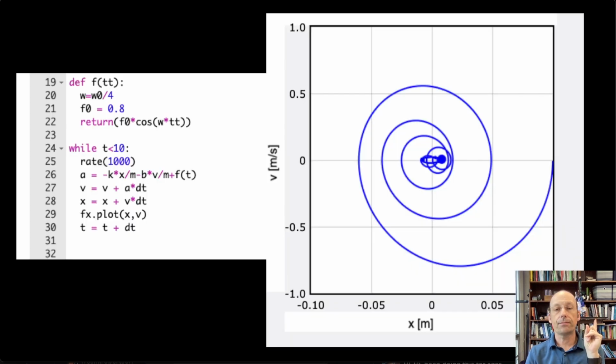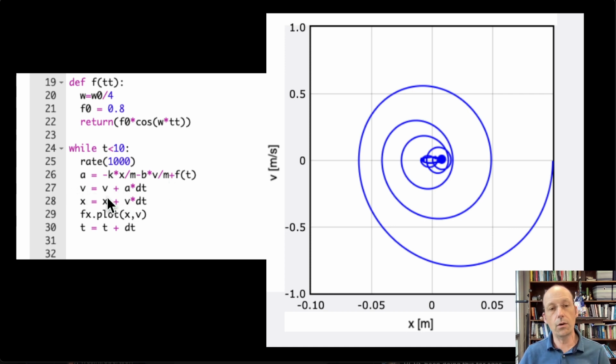Amazingly, this works. So this is my program in Python. Up here, I'm just defining my function for the driving force. And then right here in line 26, I'm calculating the acceleration. That's x double dot. I wrote it as a. And that's just the same thing: negative kx over m minus bv over m plus f of t. That's it. And then I update the velocity, since I just calculated that acceleration.